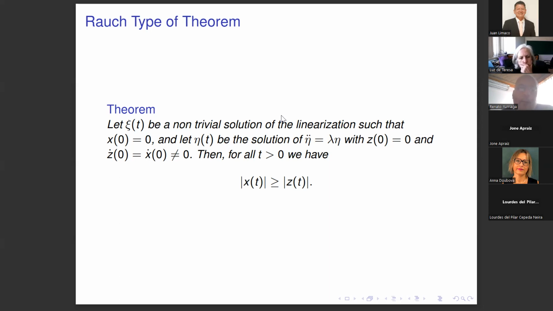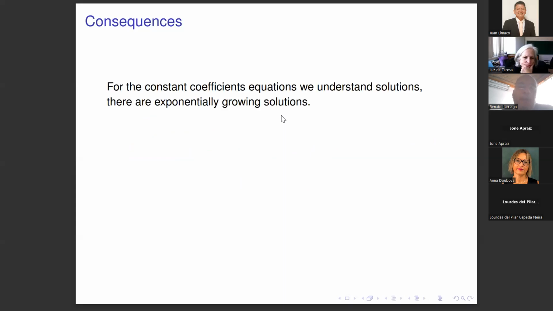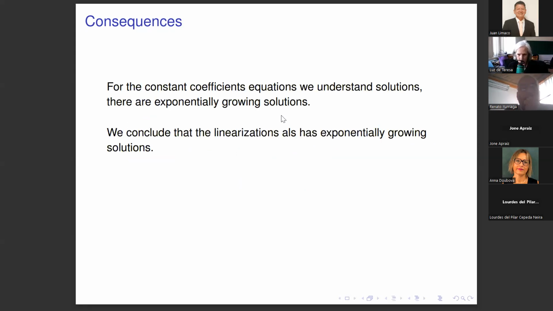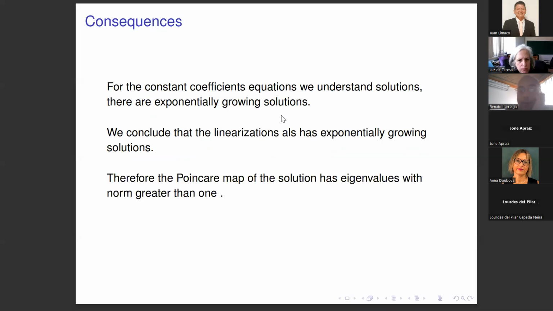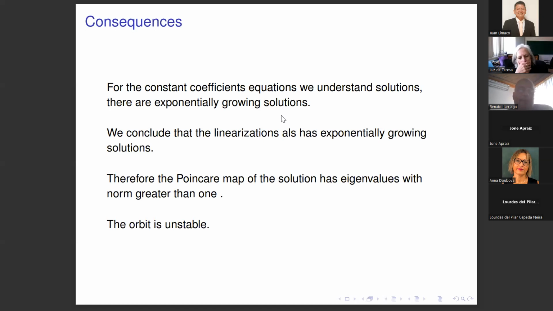Okay, so we prove something like this, and the consequence is that you understand pretty well the equations for the constant coefficients. You have solutions that are growing exponentially, and so the linearization, the Jacobi equation, also has exponentially growing solutions. And so this means that for the Poincaré map, the solution has eigenvalues with norm greater than 1, and this means the orbit is unstable. And that's it.